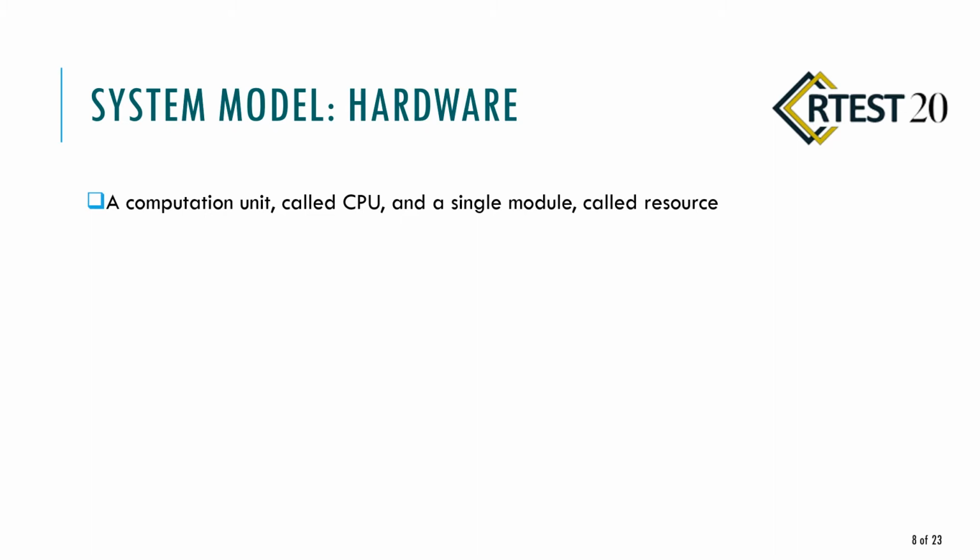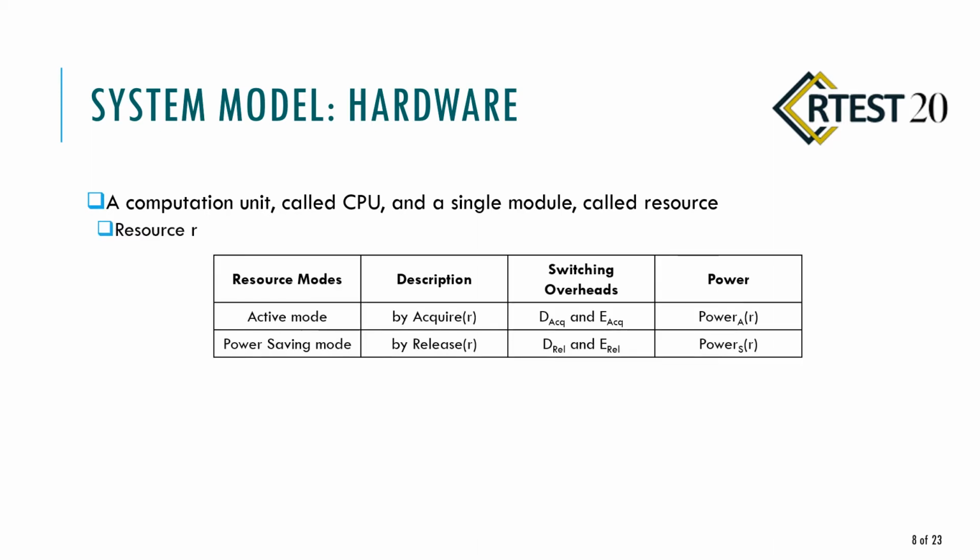For the hardware model, we consider two hardware components, a computation unit called CPU and a single module called resource. Resource R has two modes, active mode and power saving mode. The resource is put into active mode by the acquire statement. D-acquire and e-acquire are the delay and energy overheads to switch from power saving mode to active mode, and also the power usage of the resource in this mode is power A. Also, the resource is put into power saving mode by the release statement. D-release and e-release are the delay and energy overheads to switch from active mode to power saving mode, and also power S is the power usage of the resource in this mode.